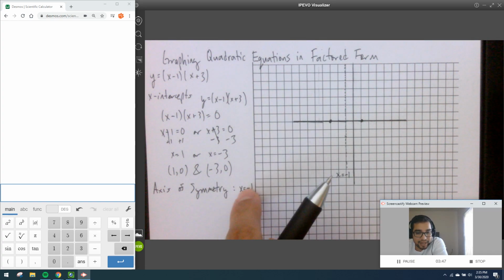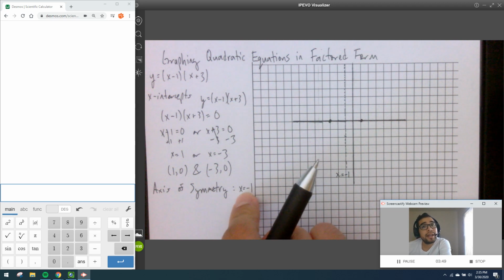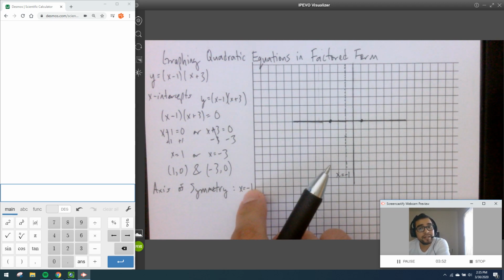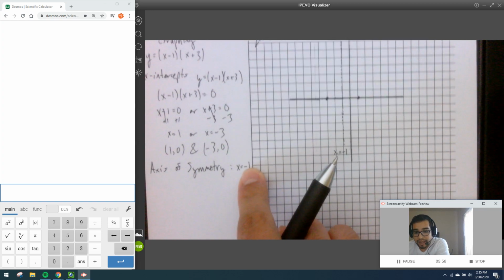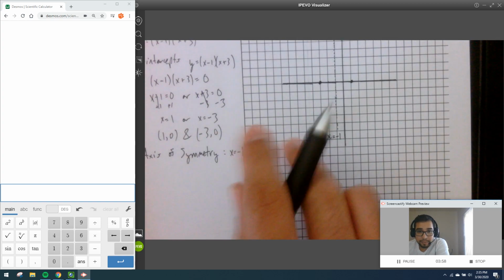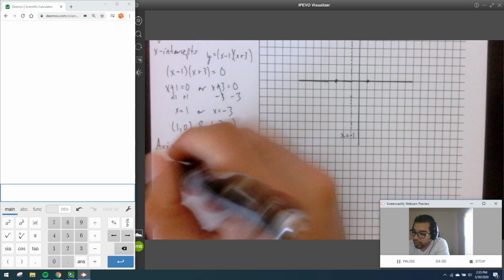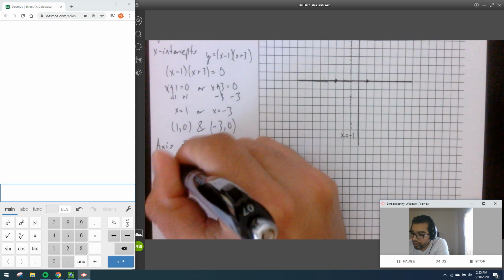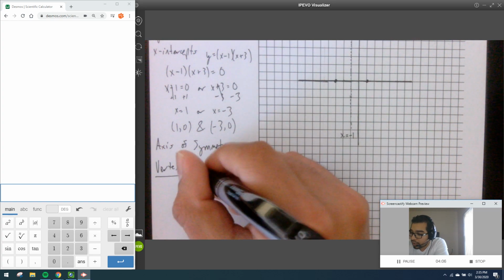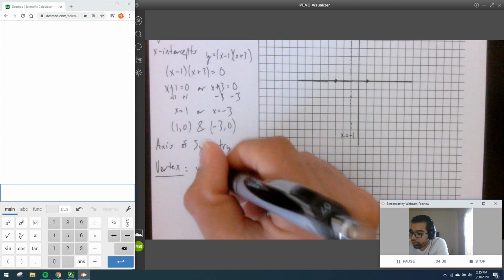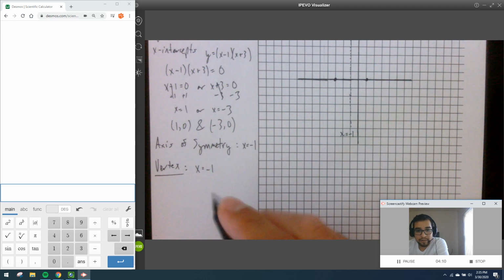Now that I have my x coordinate, I'm going to use this x coordinate to find the y coordinate of my vertex. I'm going to move this up a bit. Okay, so I need to find my vertex. Now I know that the x coordinate is equal to negative 1, right? So it's going to be negative 1, something, whatever y is.